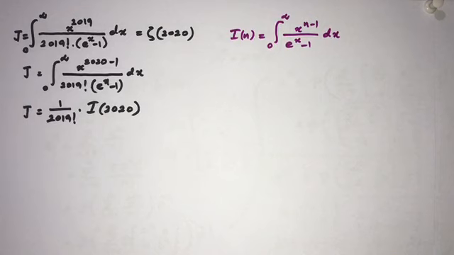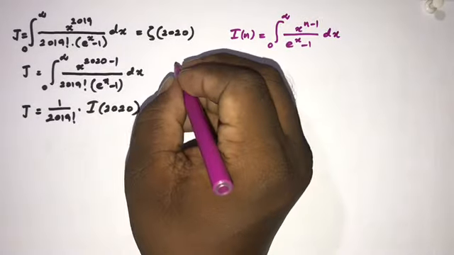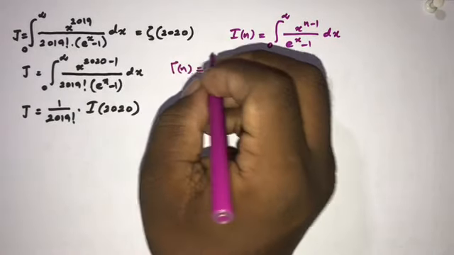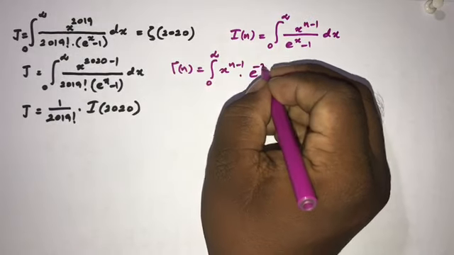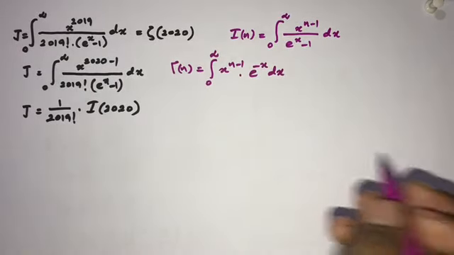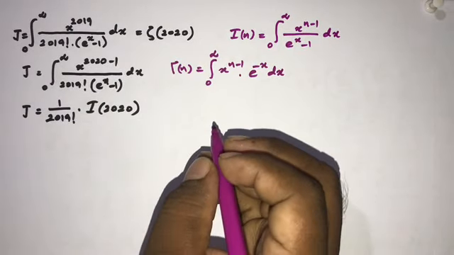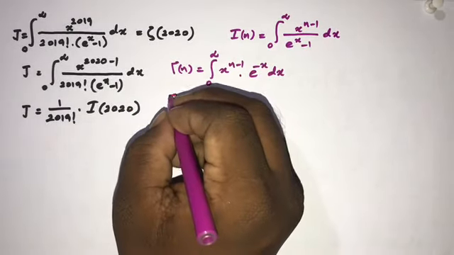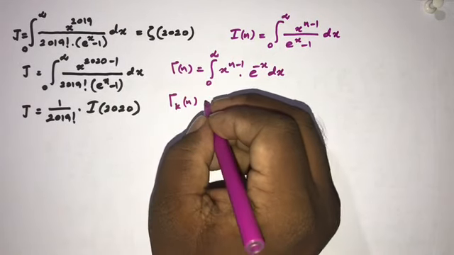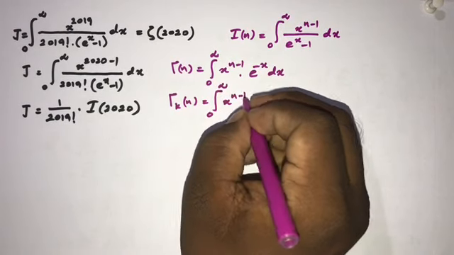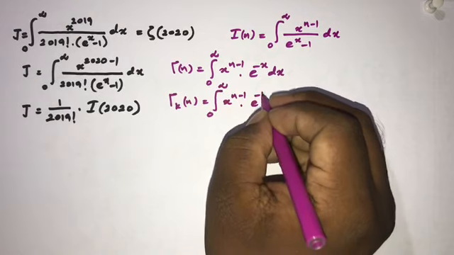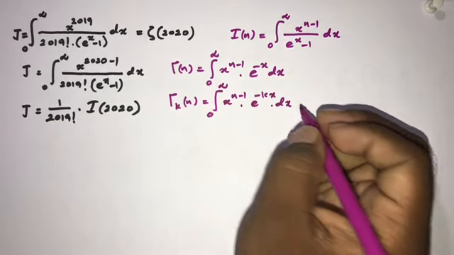Well, now I'm going to define the gamma function. We know gamma of n is equal to the integral from 0 to infinity of x to the n minus 1 times e to the minus x dx. And also I am going to define a parameterization of the gamma function. So we can write gamma k of n is equal to the integral from 0 to infinity of x to the n minus 1 times e to the minus kx dx.